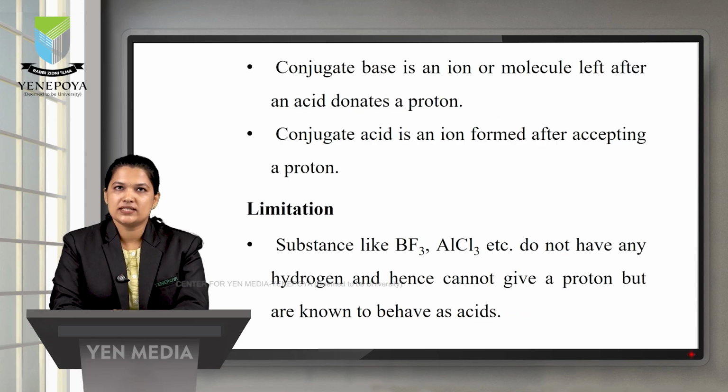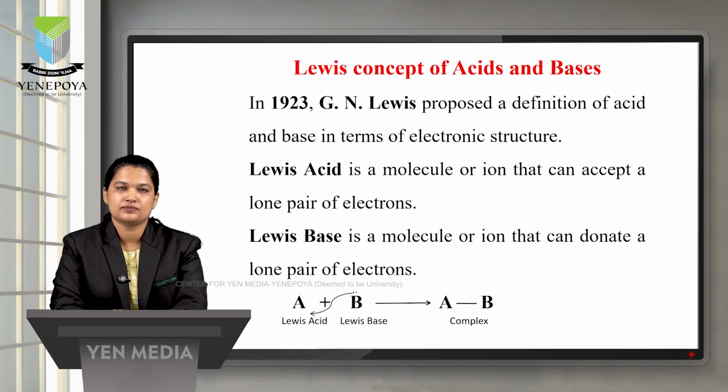The conjugate acid is the ion or molecule left after a base accepts a proton, and the conjugate base is the ion formed after an acid donates a proton. The main limitation of Bronsted-Lowry theory is that substances like BF3 and aluminum chloride do not have any hydrogen, hence they cannot give a proton, but they always behave as acids.